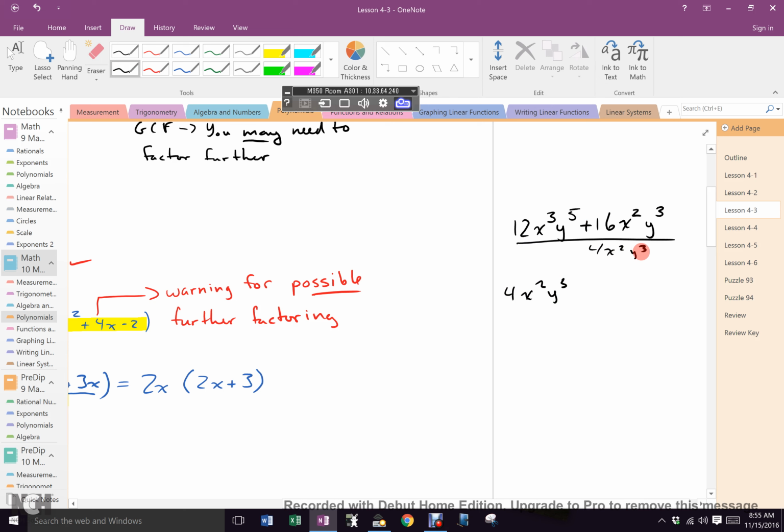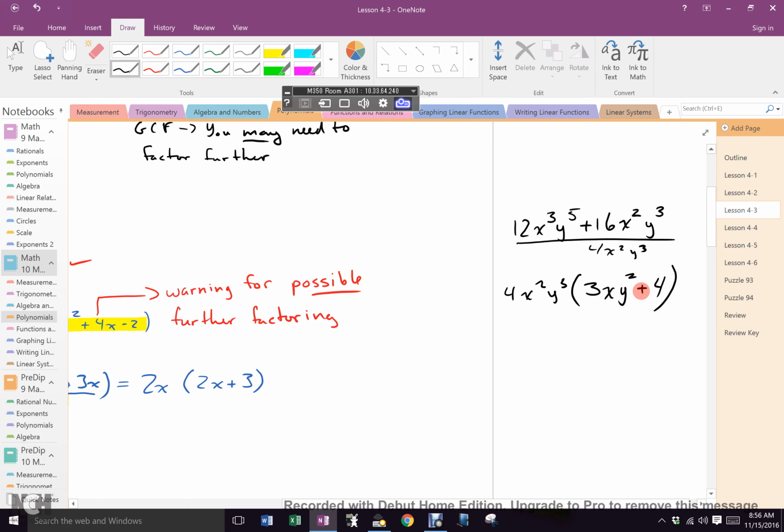4x squared y cubed. So what's 12 divided by 4? 3. X cubed divided by x squared? X. Y to the fifth divided by y cubed, y squared, plus 16 divided by 4, 4, and then cancel, cancel. Does everybody see how to do it? I didn't want you to write this down because I wanted your undivided attention at what I was actually doing. Because all we did there is what we did over here. I just reminded you of the exponent laws.